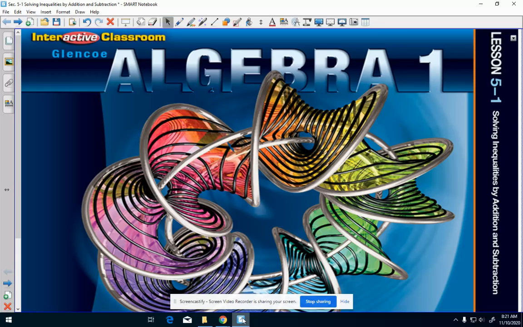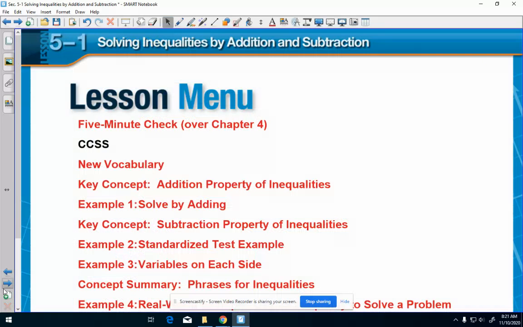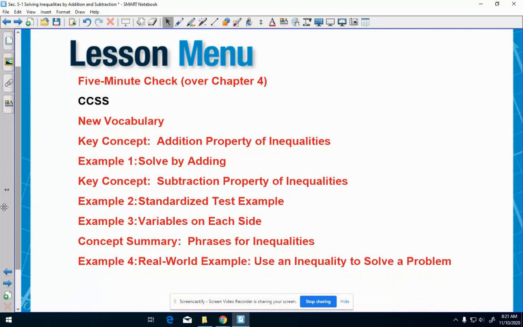So I want you to think for a second, how many inequality signs do you know? As you're getting your notebook out, as we start chapter 5 here, think about how many of those symbols maybe you know. Today we're only going to look at two ideas. How do we solve an inequality with addition, or how do we solve one with subtraction? The math is not going to be difficult today. That part should not be a problem for us.